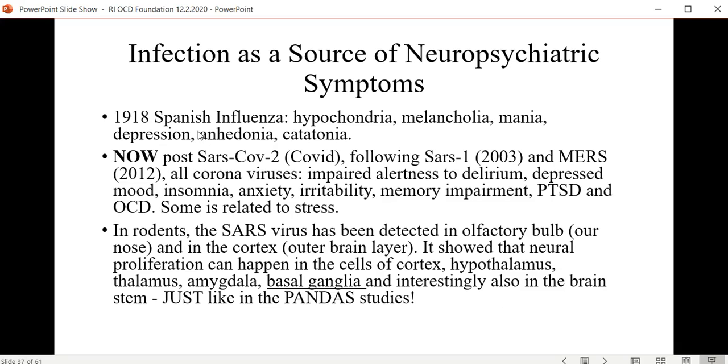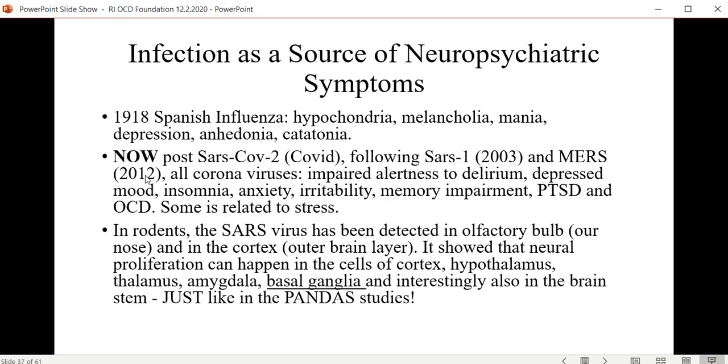Also, the Spanish flu. This is really related now to COVID. This was COVID back in the day of a virus. And it caused hypochondriasis, melancholy, which is depression, manic depression, withdrawing, and catatonia, which is where people just didn't move at some point. SARS, so you may not know this, but SARS-1 occurred in 2003.